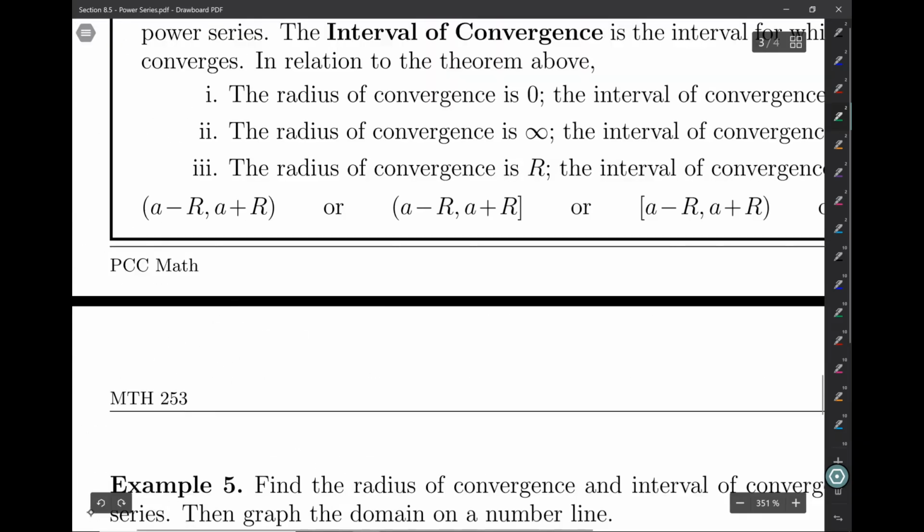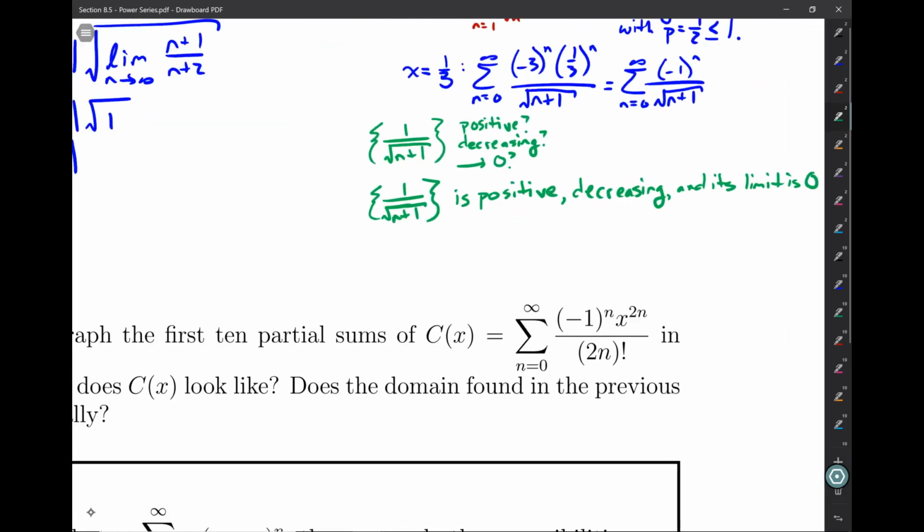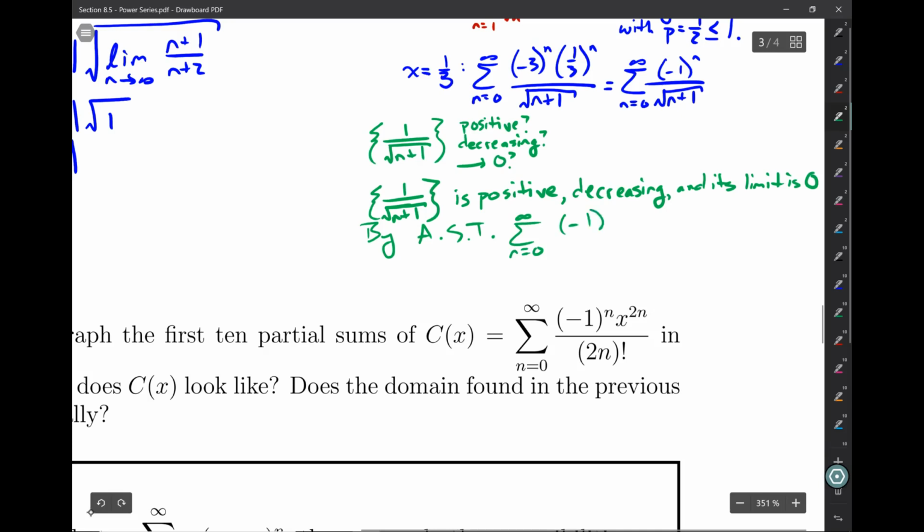Where were we? Back up here. Sorry about that. Because its limit is 0, because it is positive, and because it is decreasing by the alternating series test, we can conclude that the sum, as n goes from 0 to infinity, of (-1)^n over the square root of n plus 1 converges. This series came about from x being 1/3, so we can include 1/3 as part of our domain.